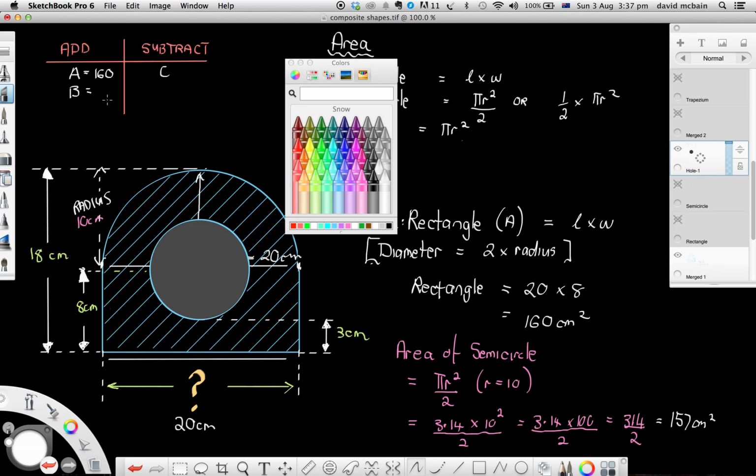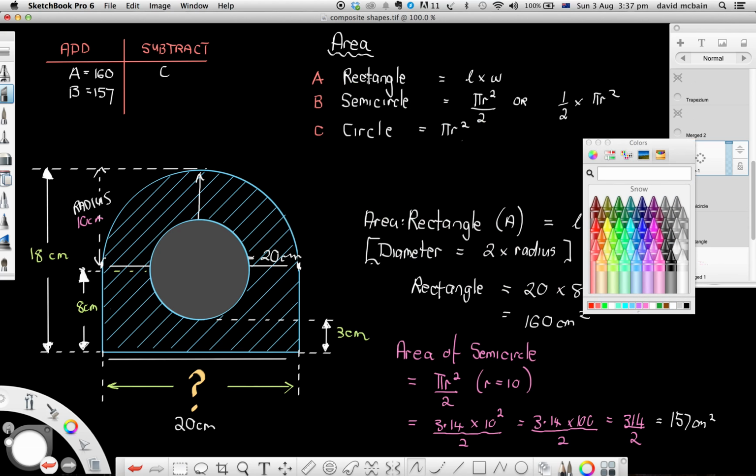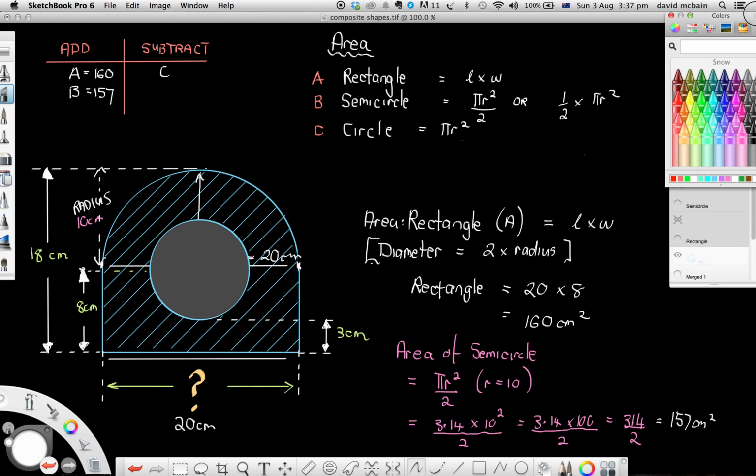So it's 157. That was shape B, which was our semicircle. Now the final shape is the circle. And the circle is a full circle. Do we know its radius? Well, let's have a closer look.